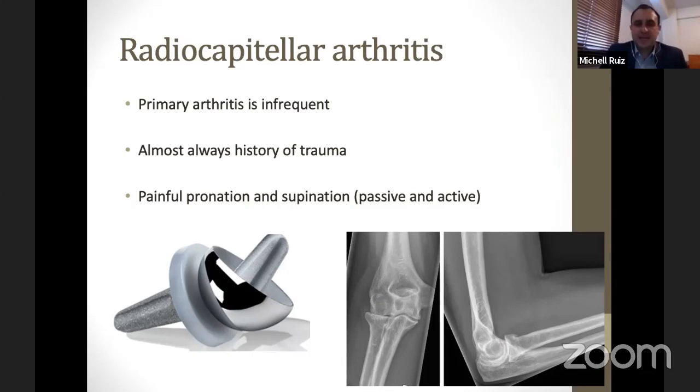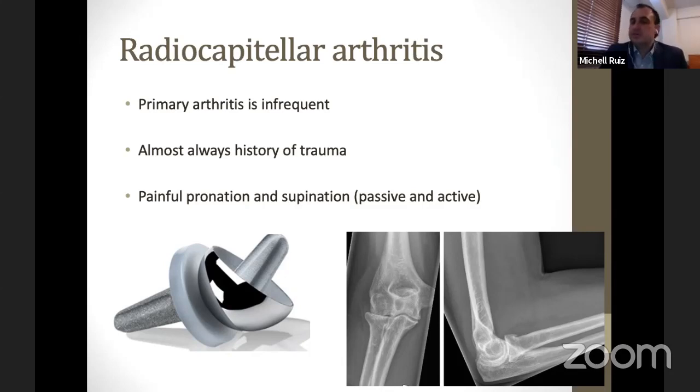And when you have an X-ray, you will have these very specific findings. If you see, you can see on the medial side, still the presence of a joint line between the coronoid and the trochlea of the distal humerus. But on the lateral side, you will see that this joint line is almost disappearing, and you will even see some kind of overlap of the radial head with a capitellum.